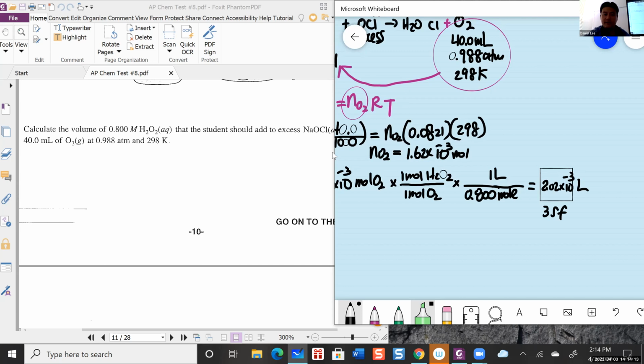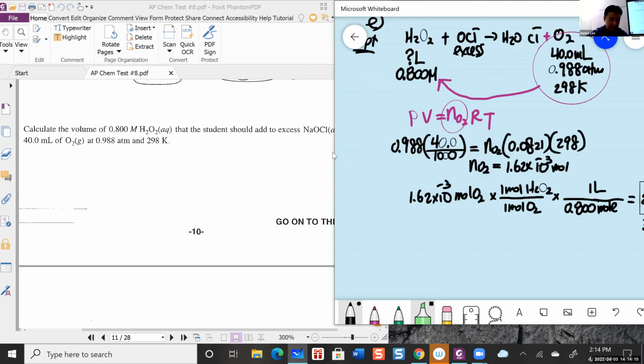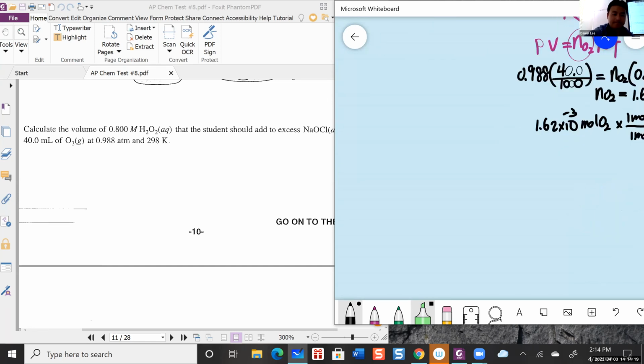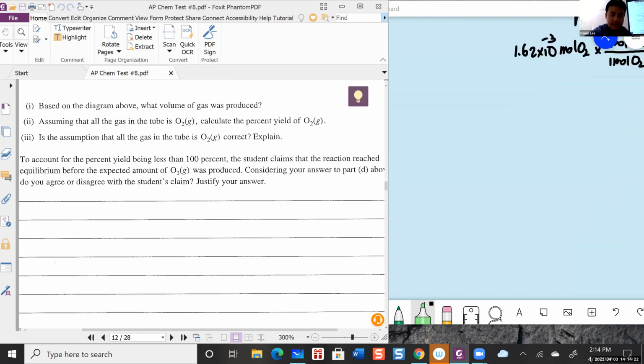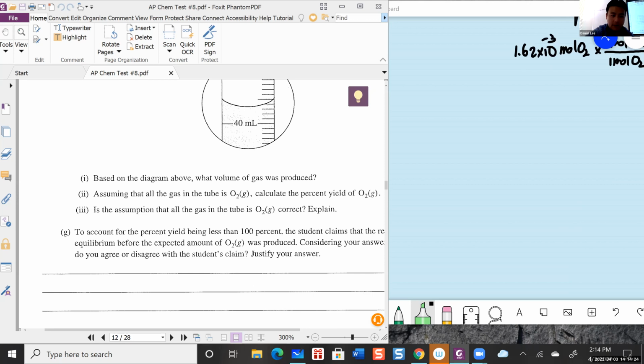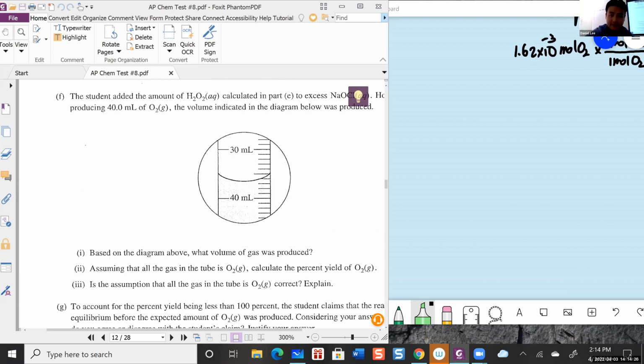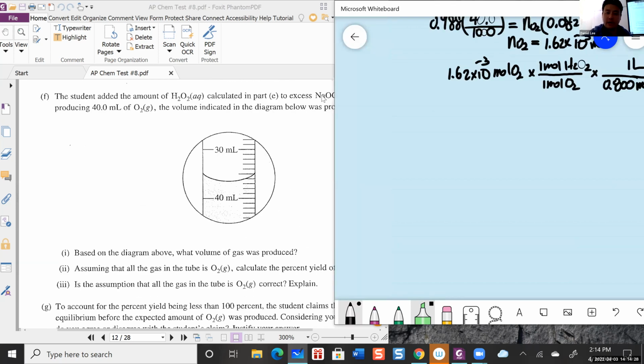So 2 points for part E, okay, and part G now. Last part. Let's see what else. Oh, okay. So I guess we're not done. Part F, A, B, C, D, E, F, G. Look how long it is, right?